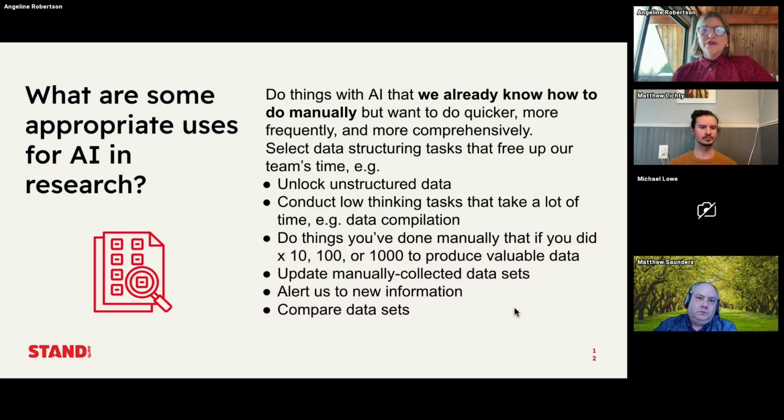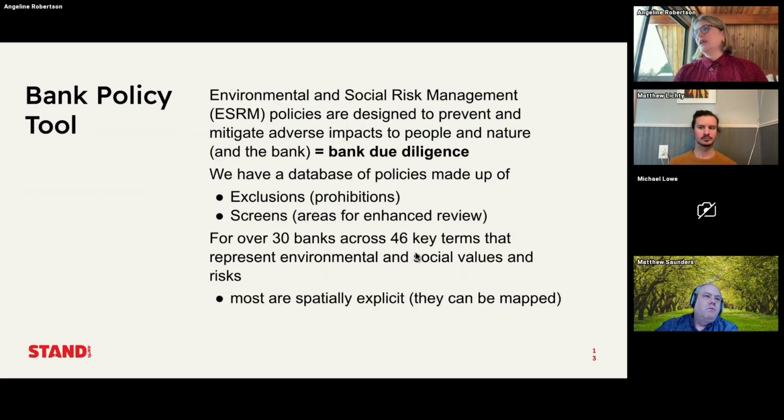So we weren't looking for AI tools that are going to remake the wheel for us or that are phenomenally different from the way that we normally work. We just were looking for how we integrate AI into our methodologies in ways that allow us to go further in terms of our impact on the ground. We're really going to talk today about our bank policy tool, not so that you understand it completely, but as an example of what we were able to achieve.